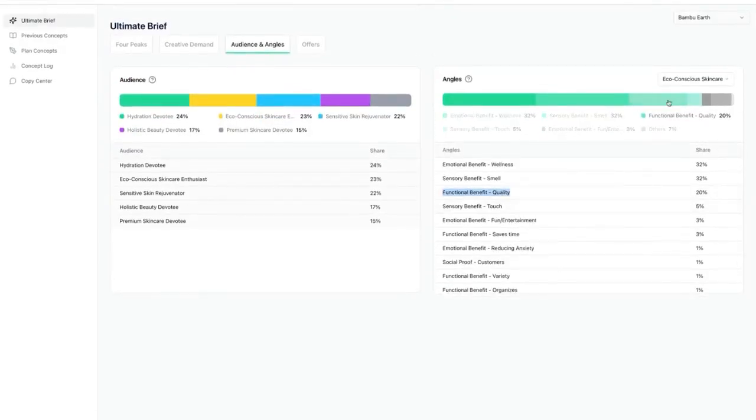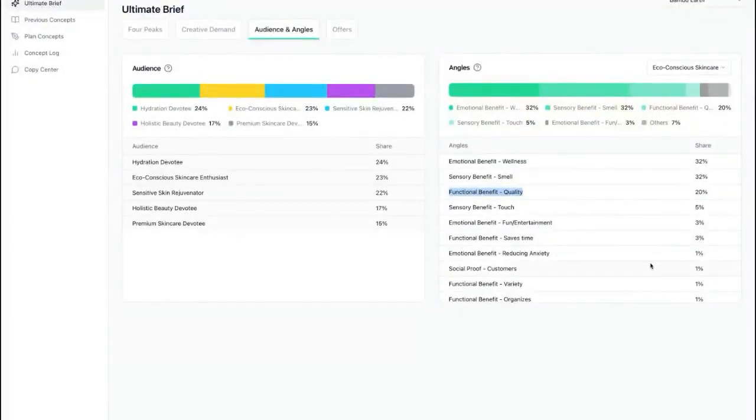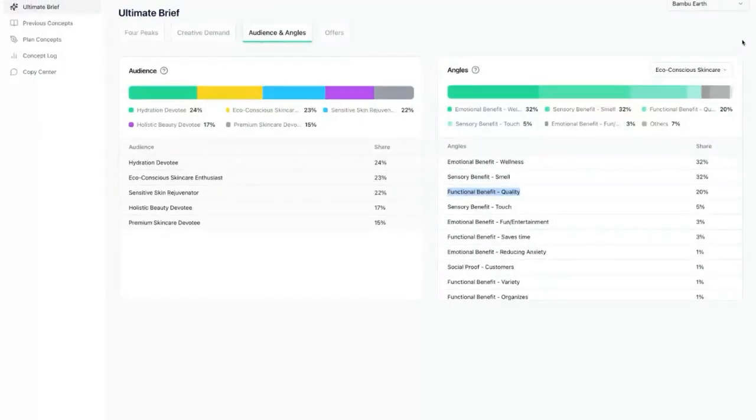But imagining being a creative strategist without this tool, you come in, you have some understanding that this is an eco-conscious type of person, you start messaging eco-conscious whatever to them. When actually what they care about is smell, and that's kind of what the qualitative data shows us, right?